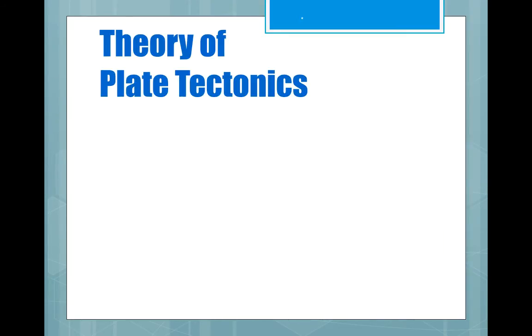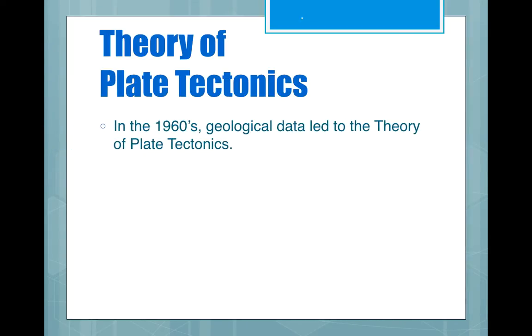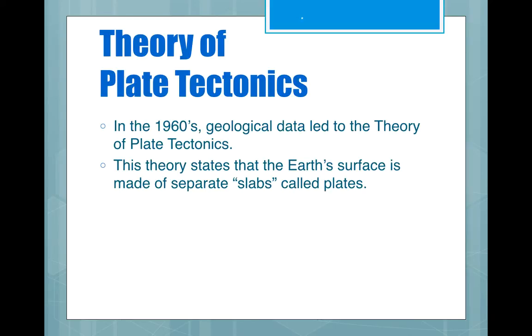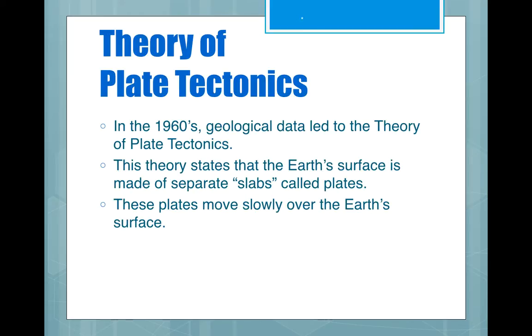This theory of seafloor spreading, along with Wegener's theory of continental drift, all kind of came together in the 1960s and led to the theory of plate tectonics. Okay, it's a theory, so remember this is an explanation of why. It's not telling us what happens, it's telling us why things happen. Okay, this theory states that the Earth's surface is made up of separate slabs called plates. These plates move slowly over the Earth's surface over time.